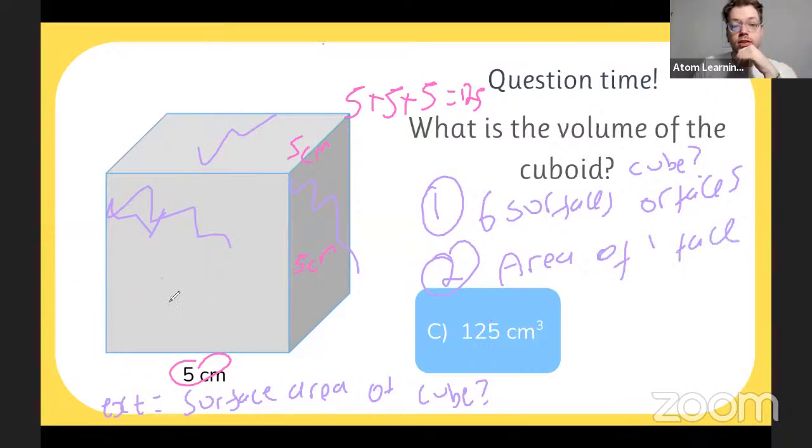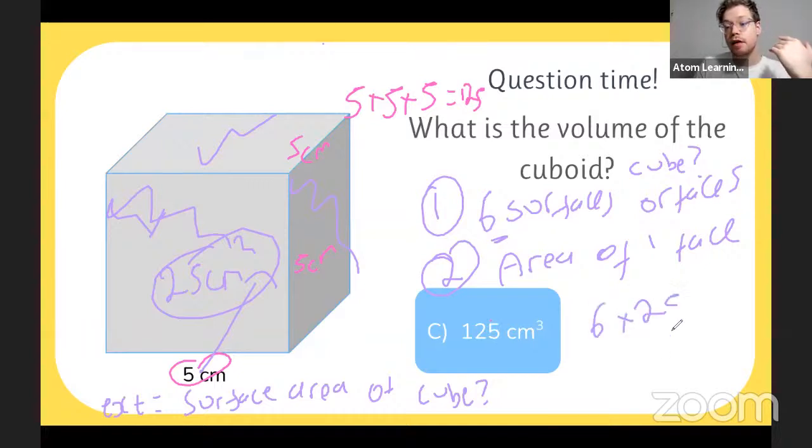I know that one face is going to have 25 centimeters squared because all I've done is 5 times 5. So one of these faces has a surface area of 25 centimeters squared. But I know that there are 6 faces in total. So I need to do 6 times 25. Again, I'm going to do this with my nice little box method. So 6 on there, 20 here, and a 5 here. 6 times 20 is 120. 6 times 5 is 30. Add those two together, 150 centimeters squared would be the surface area.